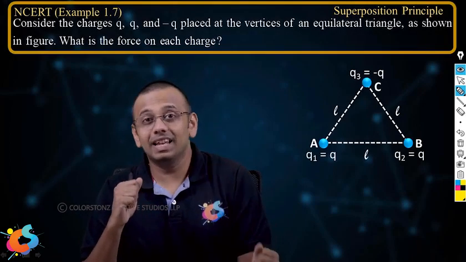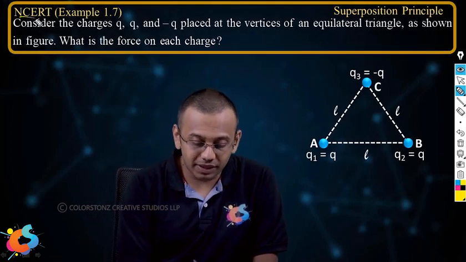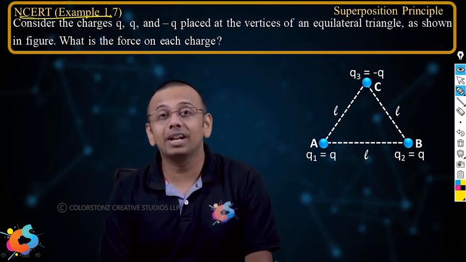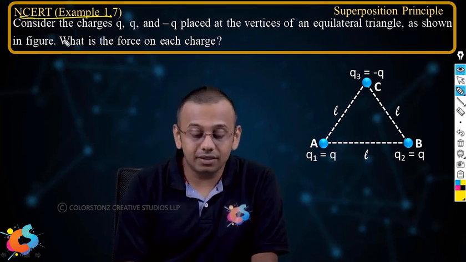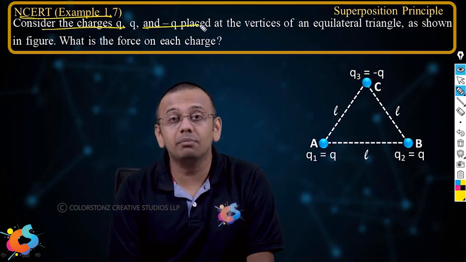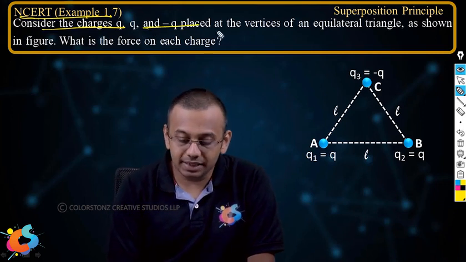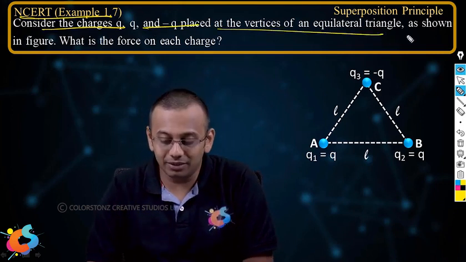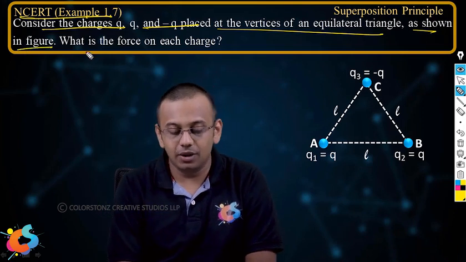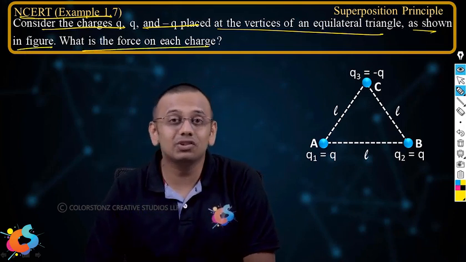All right, so this is the next question that we have. This is also from NCERT example 1.7. Consider the charges Q, Q and minus Q placed at the vertices of an equilateral triangle as shown in the figure. What is the force on each charge?